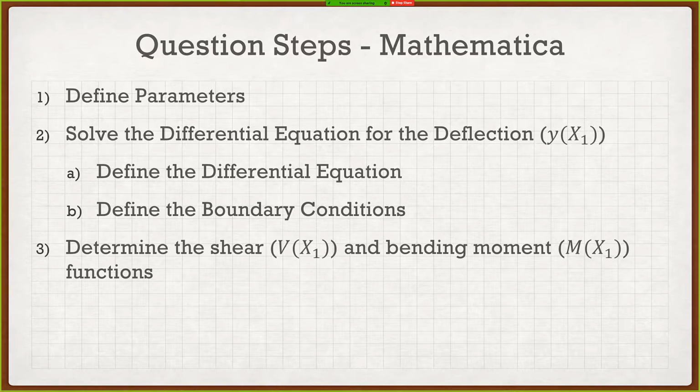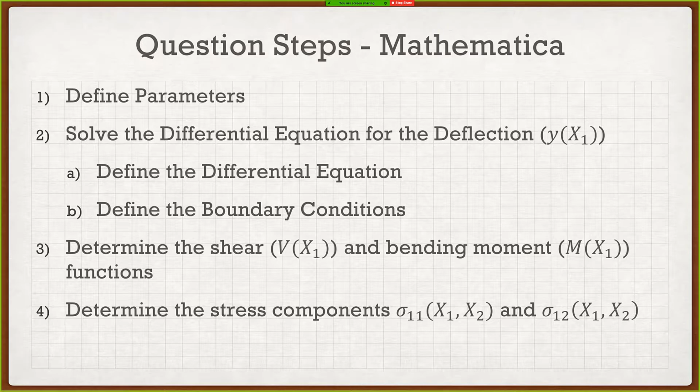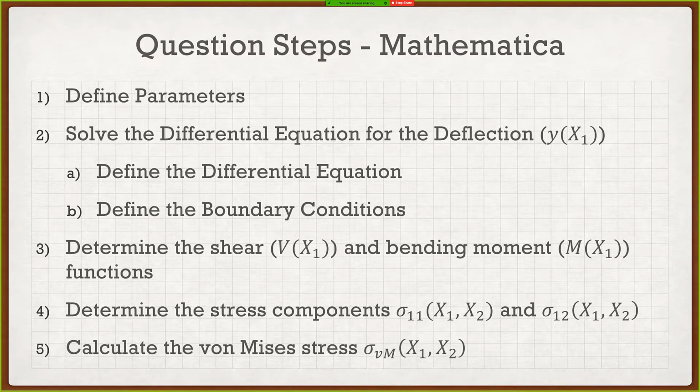Again, that's easy. It's just going to be EI multiplied by some sort of derivative of that deflection function. And once we know the shear and bending moment functions, we can determine the stress components, sigma 11 and sigma 12. And if we know sigma 11 and sigma 22, we can solve for that von Mises stress.